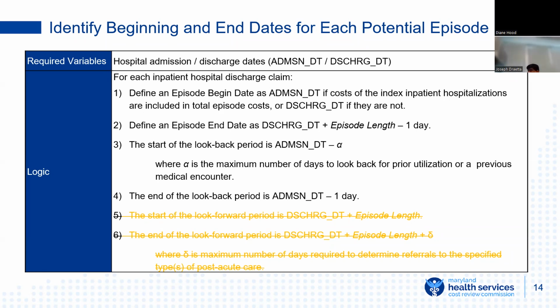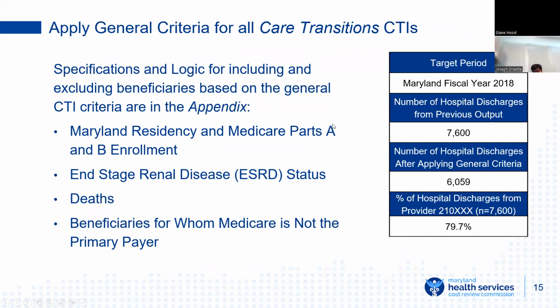So, for instance, if it's specified for a 1-year look back for prior hospitalizations and a 6-month look back for prior ED visits, then the look back period for each episode will be 365 days. And you can determine those dates up front before moving to the next criteria.